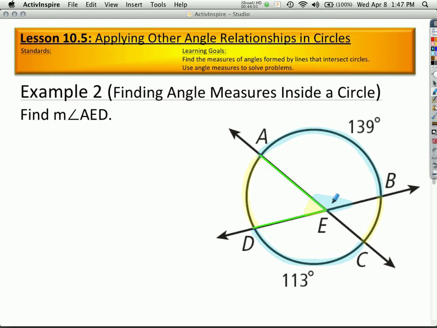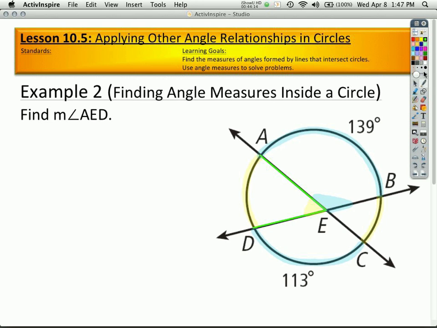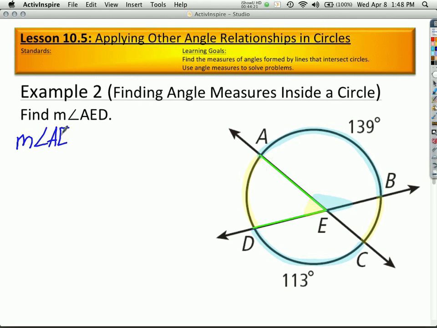And then what could we use once we found the blue highlighted angle? What could we do to find the yellow? Once we find the blue one, right? Yeah, it's just a linear pair. So let's use the angles inside a circle theorem. So the measure of angle AEB will be equal to half of the sum of the intercepted arcs, 139 and 113. So what is the measure of angle AEB?